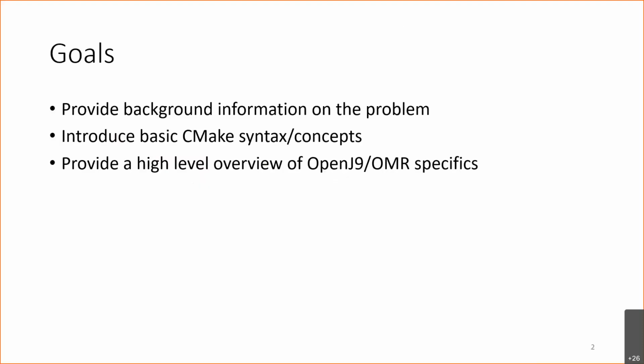So with this presentation, my aim is to provide a few things. First would be some background information on why we're moving to CMake in the first place, introduce some of the basics in terms of CMake syntax and concepts, but obviously it's not meant to be a full reference documentation for all of CMake. Finally, provide a high-level overview of some of the OpenJ9 and OMR specific mechanics that we've built up in CMake.